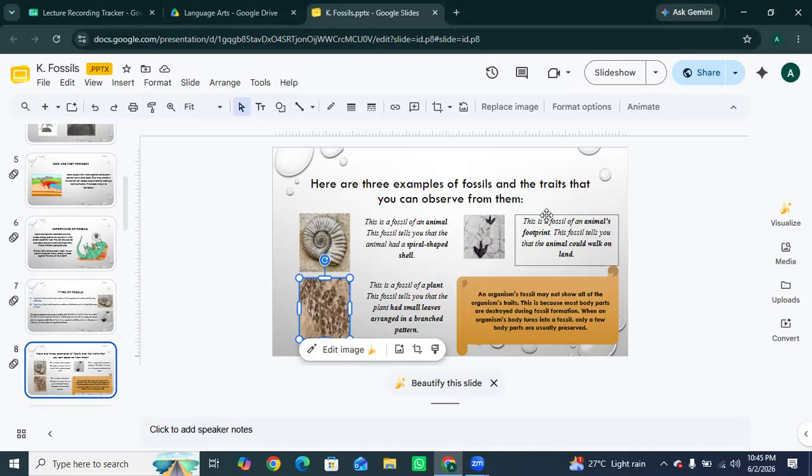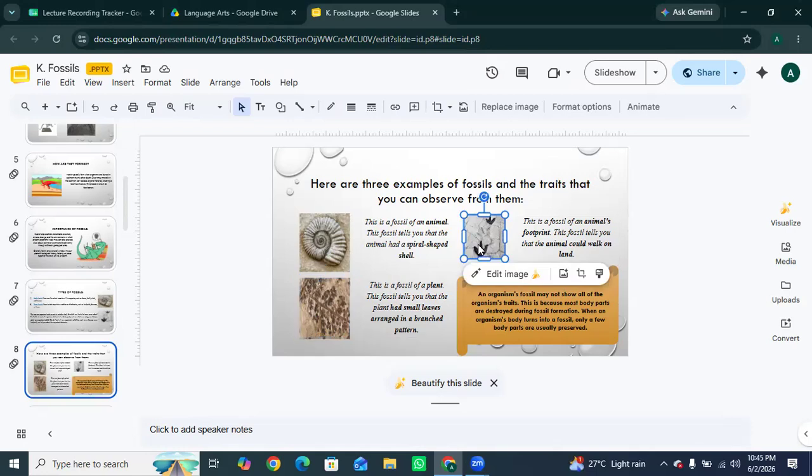Okay. And this is a fossil of an animal's footprint. Like, this fossil tells you that the animal could walk on land. Okay, so fossils basically give you information about that animal, the conditions in which that animal lived.